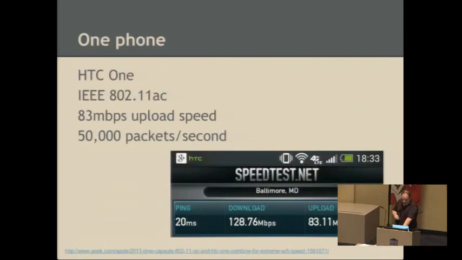Here's an example of a smartphone, an HTC One. It was released a few months ago by HTC. It's their flagship phone. It has 802.11ac on it. That's the new Wi-Fi standard that goes to, I don't know, gigabits. Someone did a test of their phone on a high-speed home connection. And from the phone, they were able to get 83 megabits per second, which is enough to easily do 50,000 packets per second.